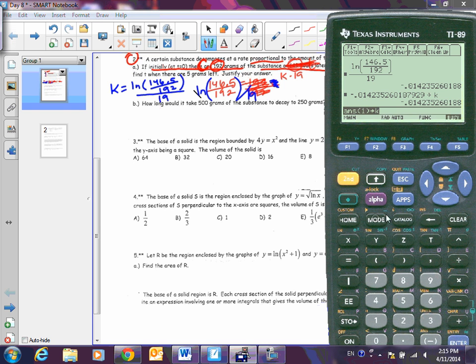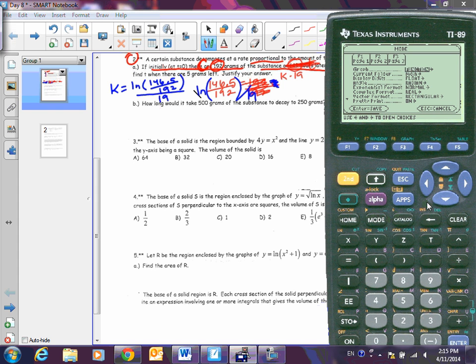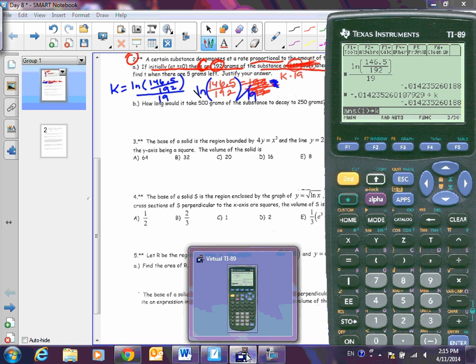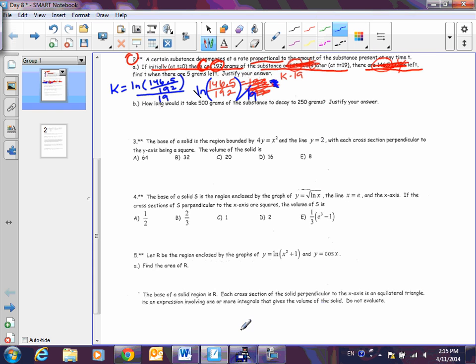Go to mode, and then it's like the third one down, and go to the right and change that. Okay, so that's how you get your K value set, because you don't want to have to keep typing that in, although you could. You just don't want to round.